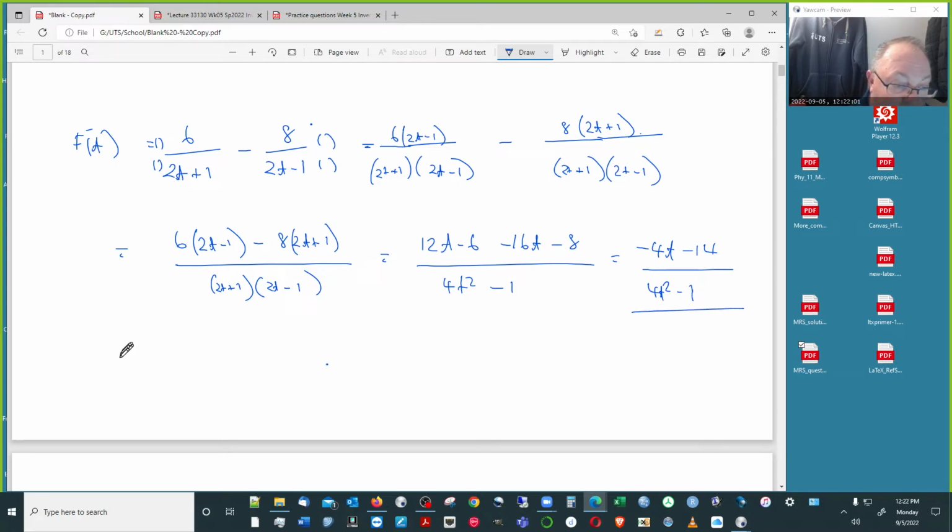Now, a minus b, a plus b. So if you do your FOIL, you get a squared minus ab plus ab minus b squared. So that's 0. So you're left with a squared minus b squared. So anytime you get a pairing like that, you can go for it.